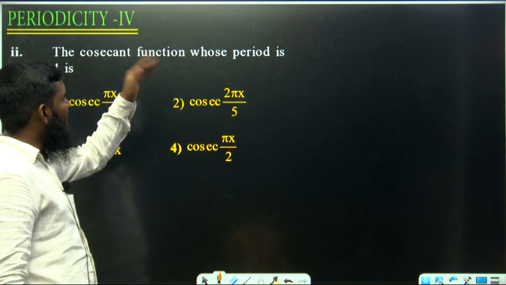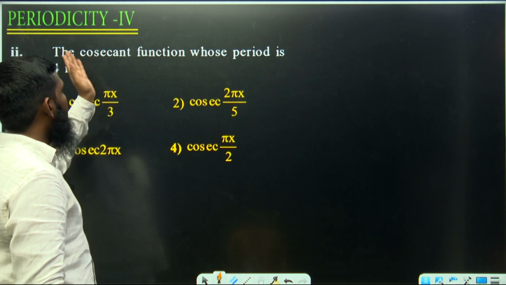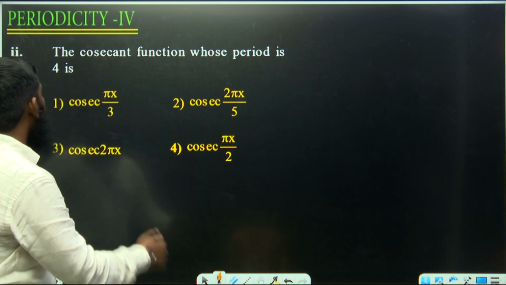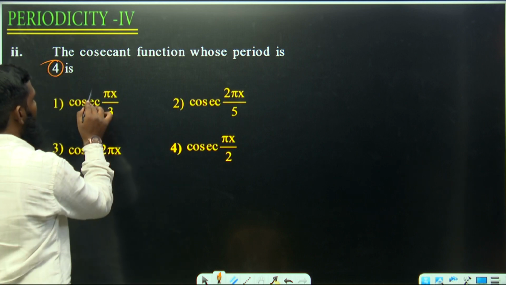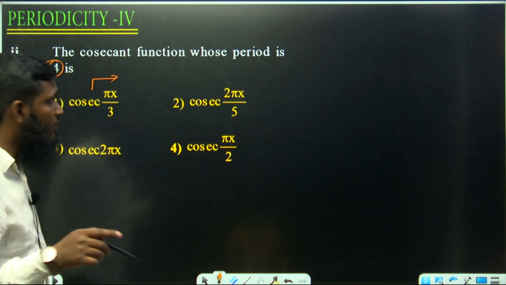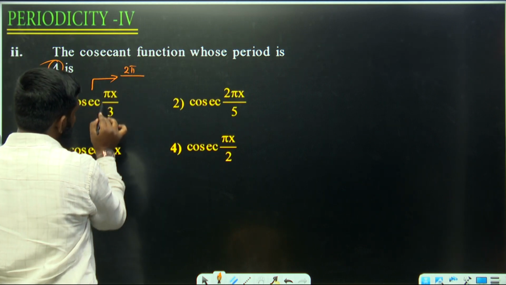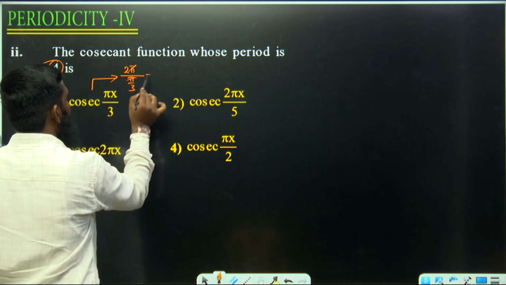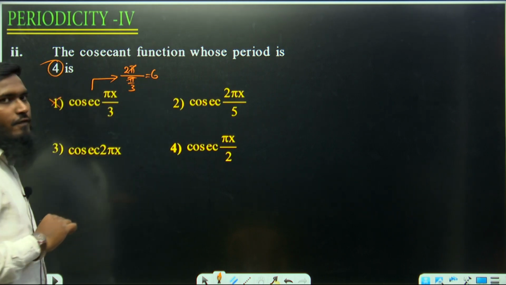Now the cosecant function. Over here the cosine function was given, over here the cosecant function is given. Cosecant function whose period is 4, again 4 is given over here. Okay, now let us find out this part. For cosecant, what is the T value? Again 2 pi only. Okay, 2 pi divided by, what is the a value now? Pi by 3. Pi gets cancelled, 3 will go to the numerator, 3 2s are 6. So the first option is not correct.